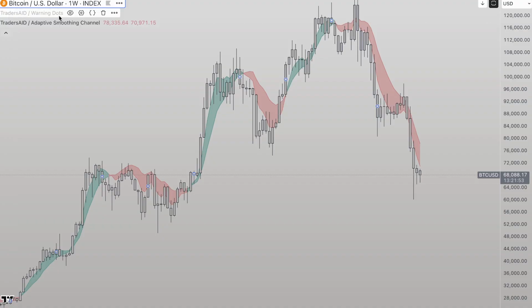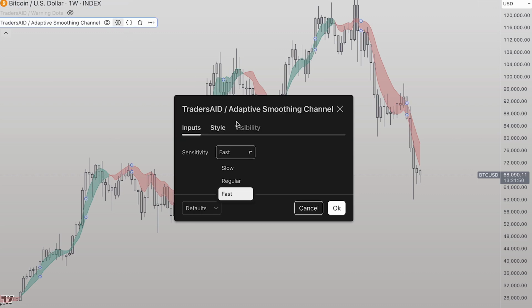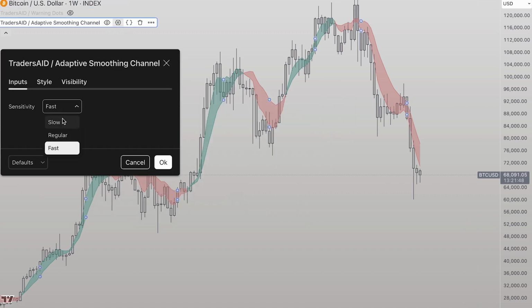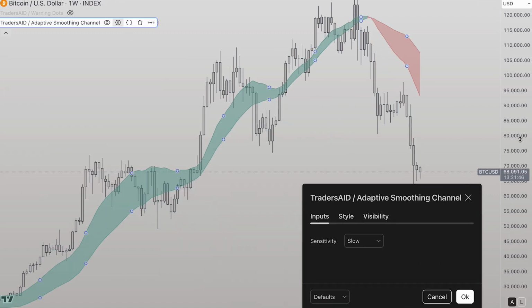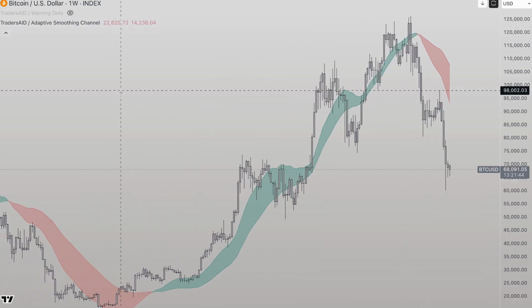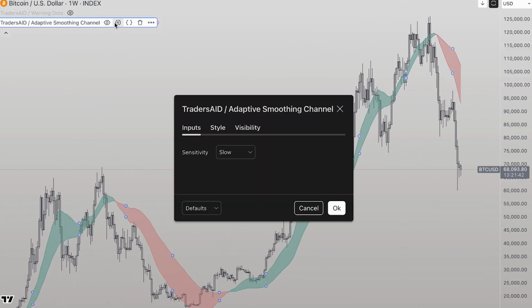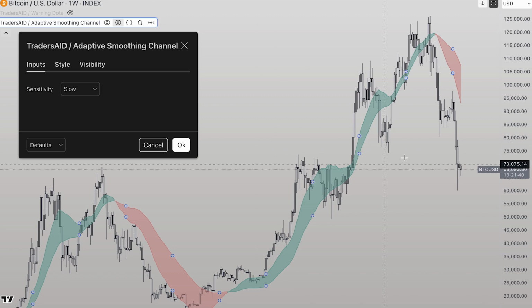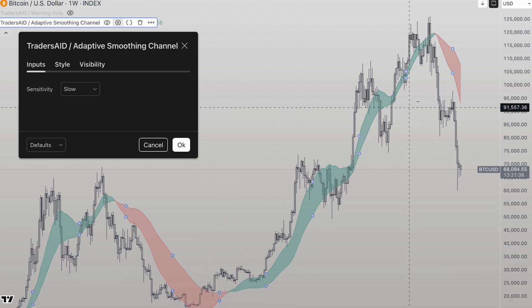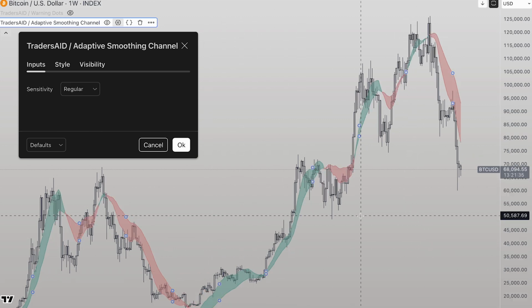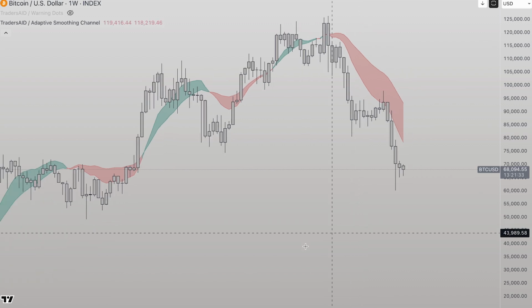Now, before you do anything else, set the sensitivity. You have 3 options: slow, regular and fast. Think of it like a camera lens. Fast zooms in. You catch smaller moves, but also more noise. Slow zooms out. The bigger picture becomes clearer, but smaller shifts may not show up in time. Regular sits right in between. None of them is wrong. It simply comes down to the asset and the time frame you're looking at.